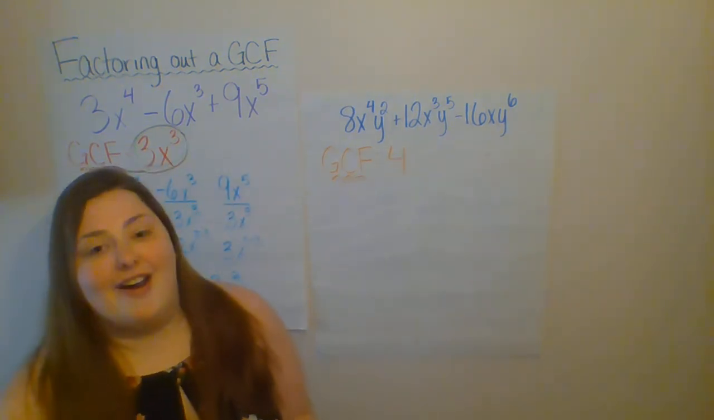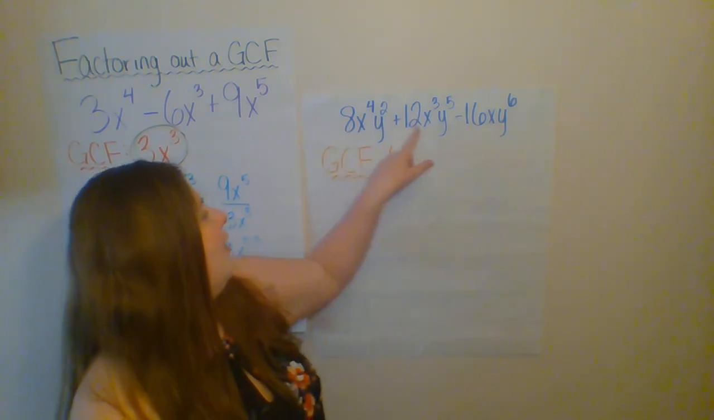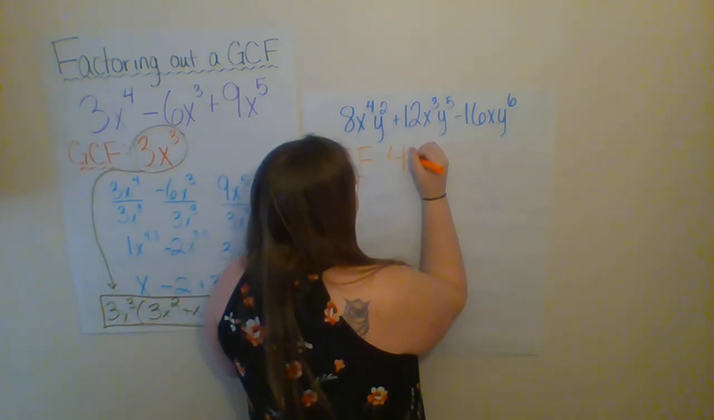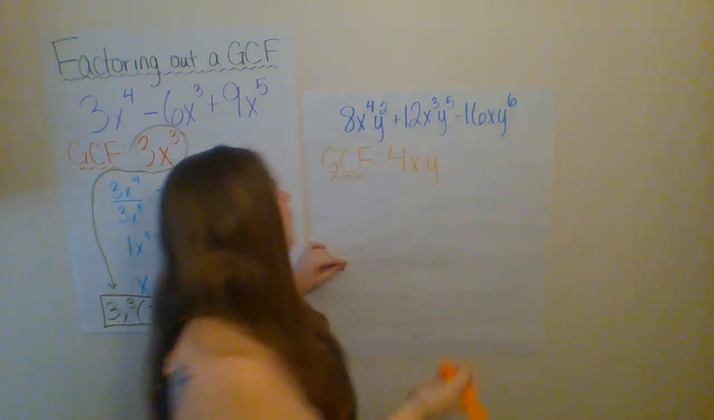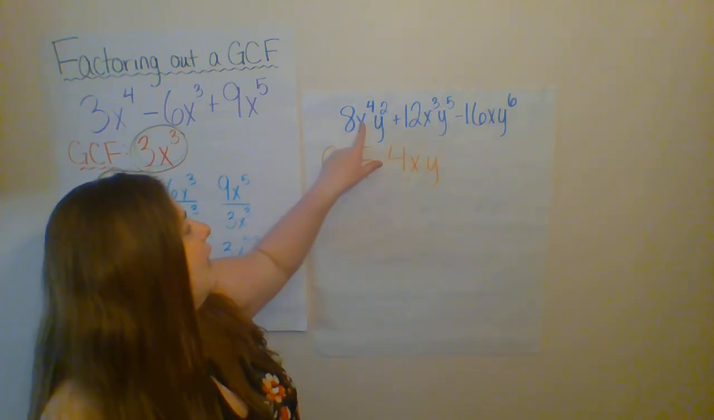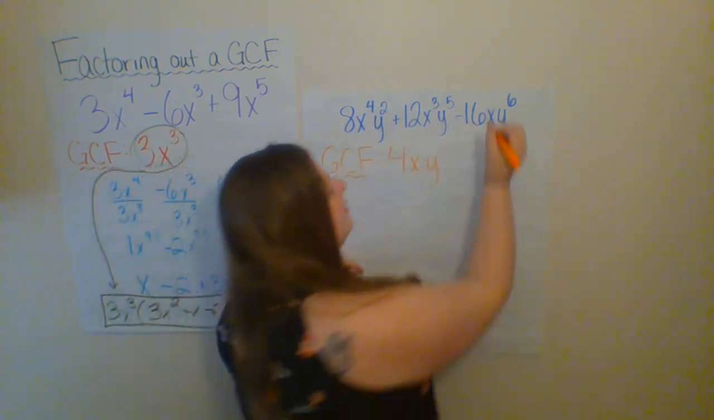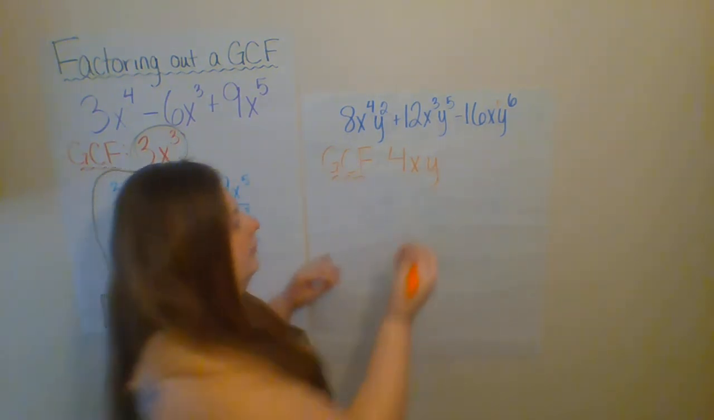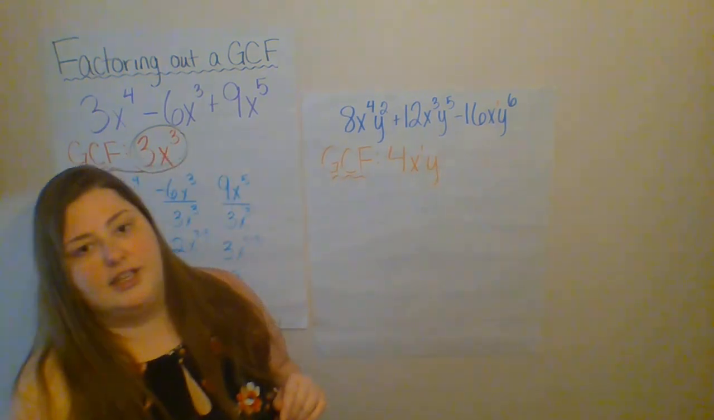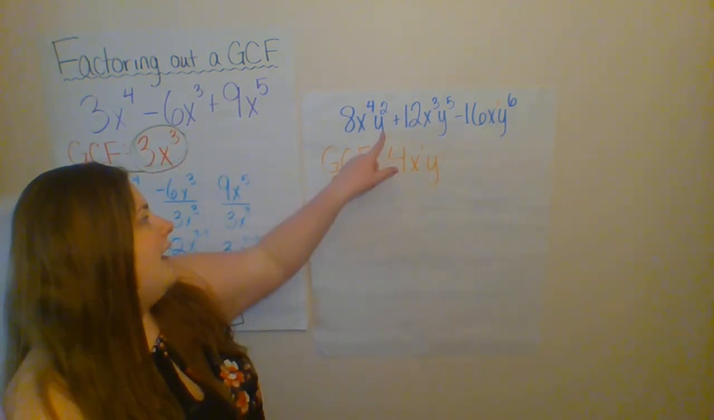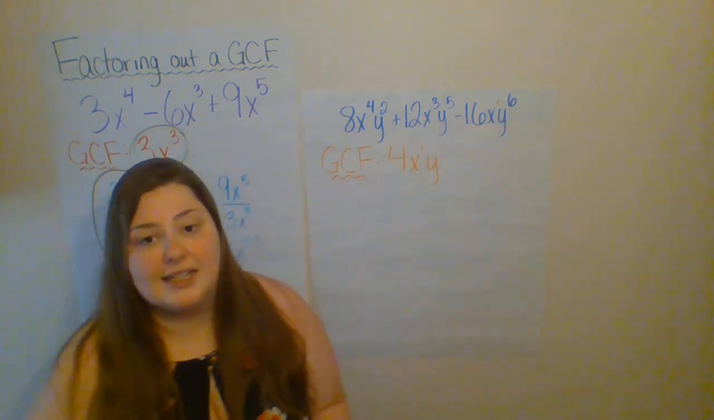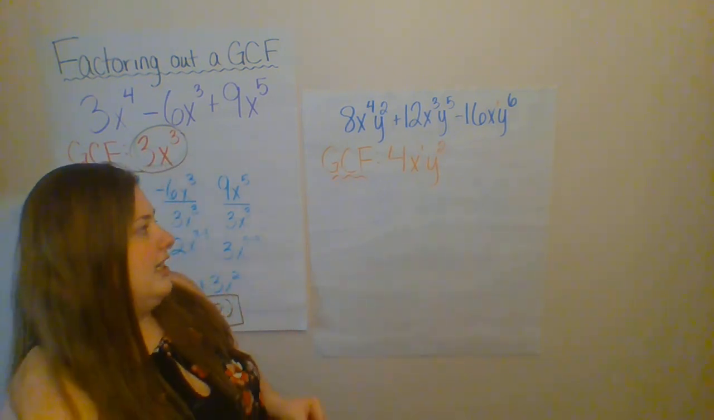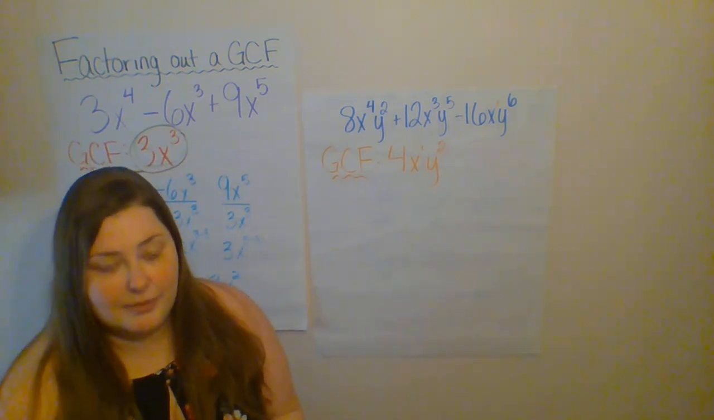Then we are going to look at our variables. We have an x in all of them, and we have a y in all of them. So we're going to start with our x's. So I'm going to write down an x, I'm going to write down a y. Our x's, we have x to the fourth, x to the third, and x, we can think of that as an invisible 1 on that one. So our lowest exponent is 1. So that is what we take out, x to the first. Now let's look at our y's. We have y squared, y to the fifth, y to the sixth. Our lowest exponent of y's is a 2. So our GCF becomes 4xy squared.